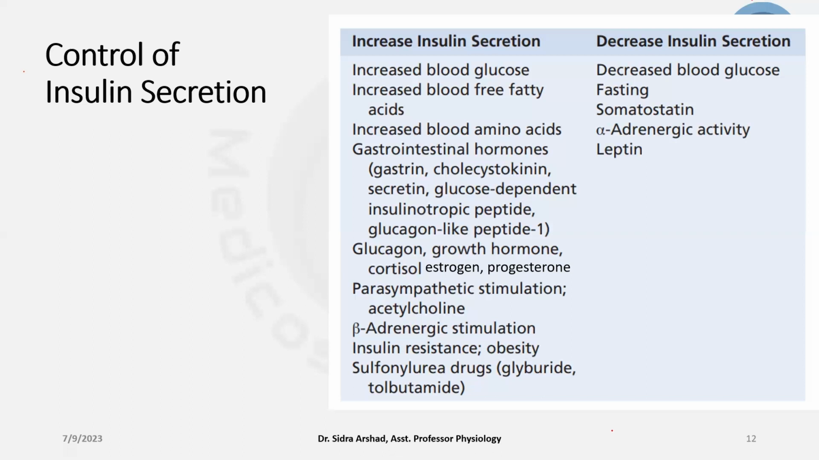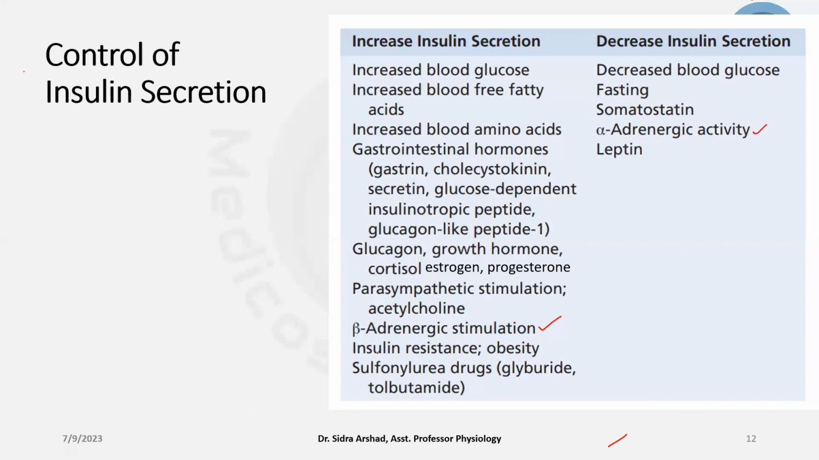If the beta receptors are stimulated, then there is an increase in insulin secretion. However, if the alpha receptors are stimulated, then there is decreased insulin secretion. You can see, beta receptor stimulation increases insulin secretion. However, alpha adrenergic activity decreases insulin secretion.